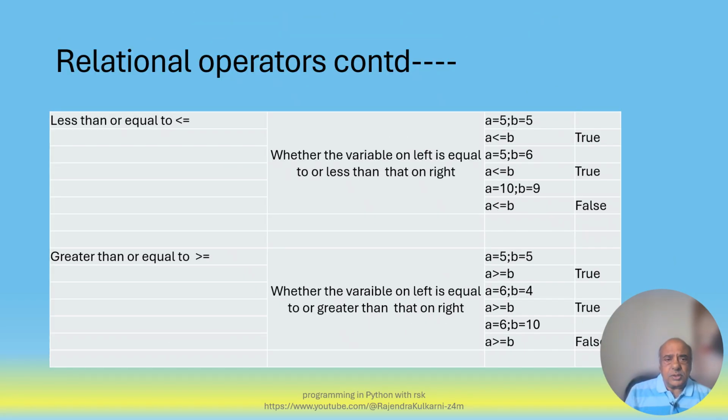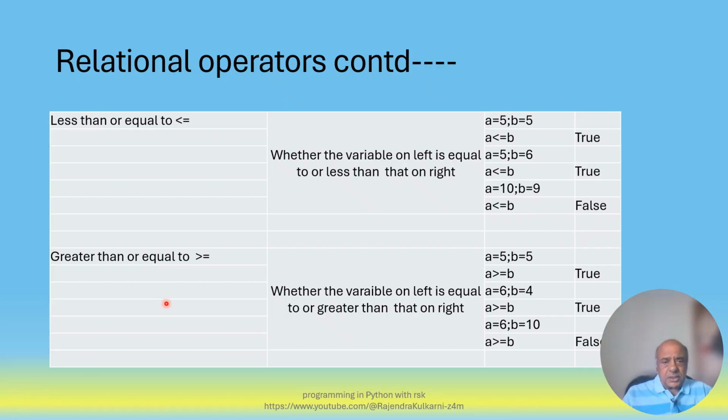Then the fourth relational operator is less than or equal to. It checks whether the variable on the left is equal to or less than that on the right. So here a is 5, b is 5, a less than or equal to b will be true. A is equal to 5, b is equal to 6, a less than or equal to b will be true because a is less than b. A is 10, b is 9, a less than or equal to b will be false.